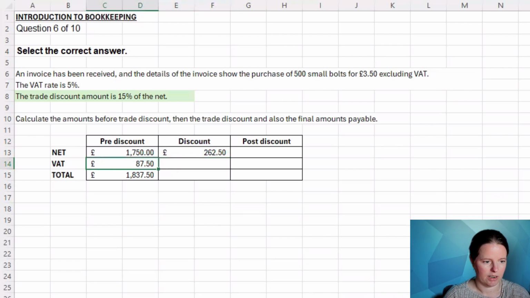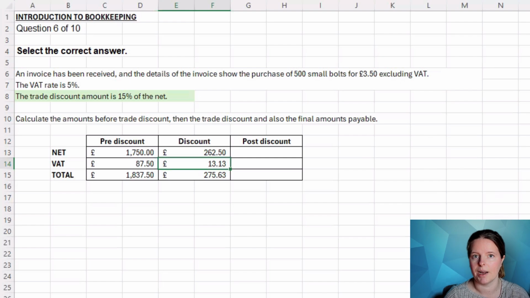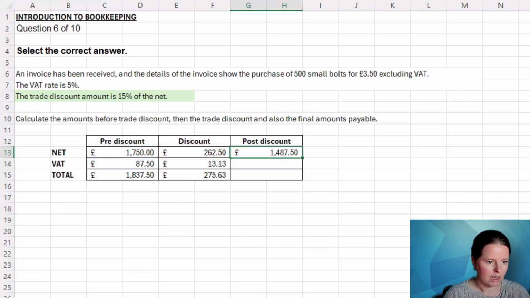And then we're going to calculate the VAT and total off that. So that's going to give us £13.13 for VAT, as in 262.5 times by 0.05, and our gross is going to be £275.63. So to work out the post-discount amount that we're going to pay, we're going to take this net value of 1,750 minus the £262.50, and that's going to give us £1,487.50.